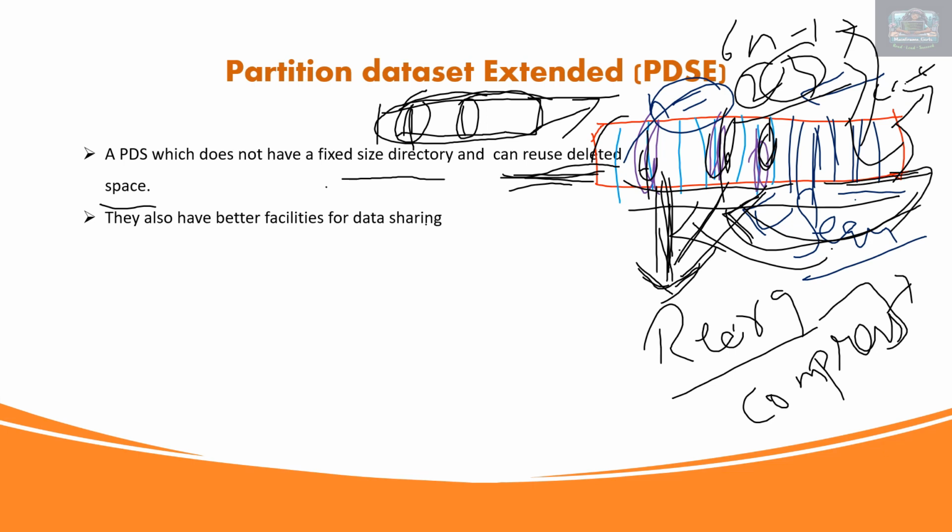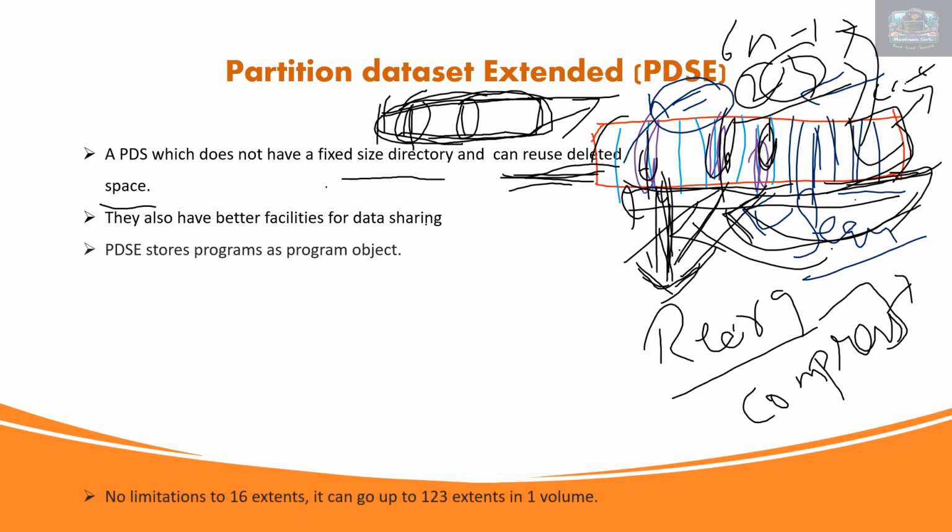And a PDSE stores programs as a program object. What is a program object here? The PDSE stores whatever data you have in it in an object form. But PDS files store them as load modules, one by one, and the PDSE stores them as a program object type.